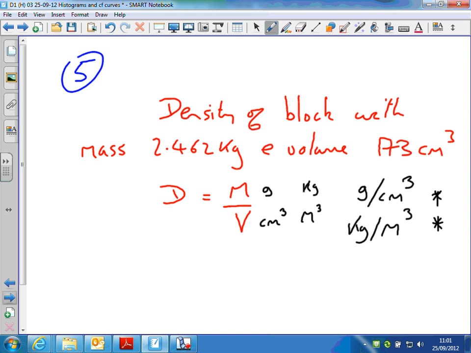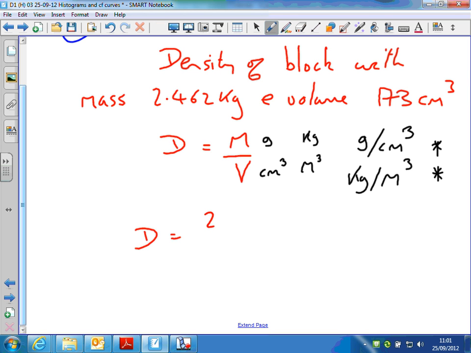Now, look at the question. What's wrong with the numbers I'm given in terms of what we've just been talking about and units? Yeah, we've got kilograms and cubic centimetres, so we've got mixed units. So I either need to convert the kilograms to grams and give my answer in grams per cubic centimetre, or convert the cubic centimetres to cubic metres and give it in kilograms per cubic metre. Much easier to go from kilograms to grams. So what's 2.462 kilograms in grams?